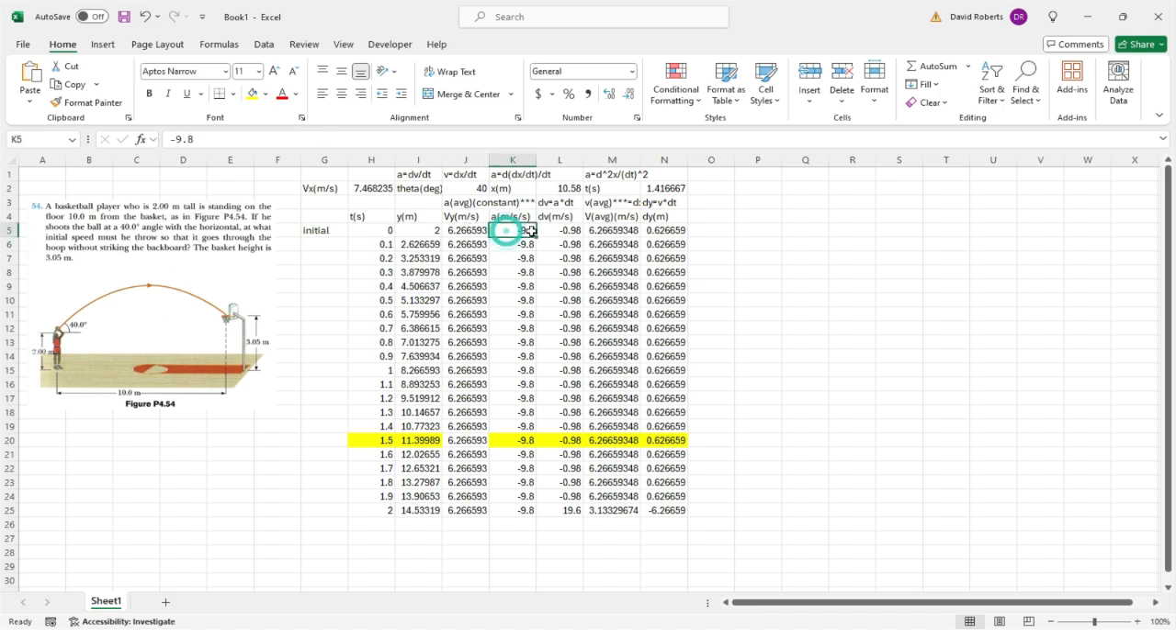So our acceleration is this. Our change in velocity is that. So this is going to be this plus that. And now we can drag this down.